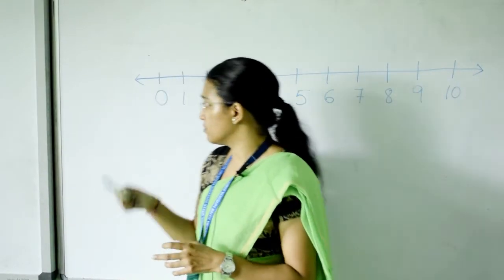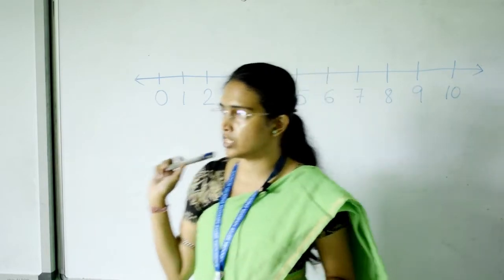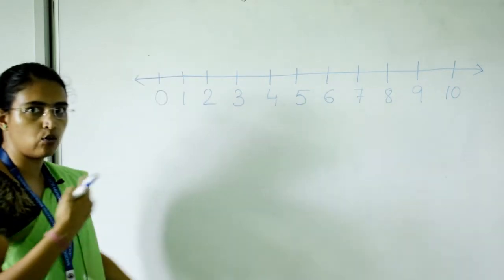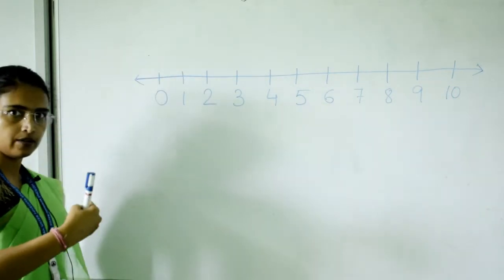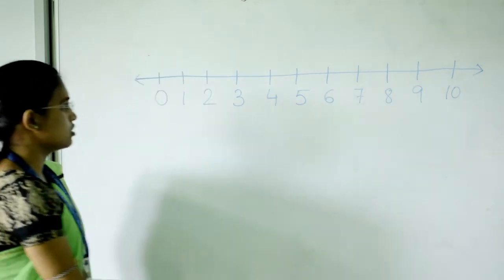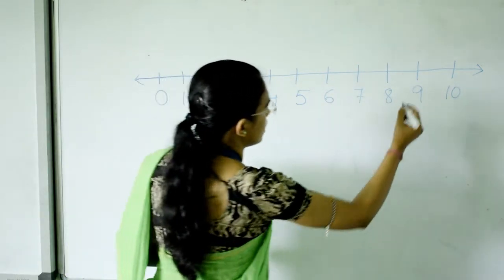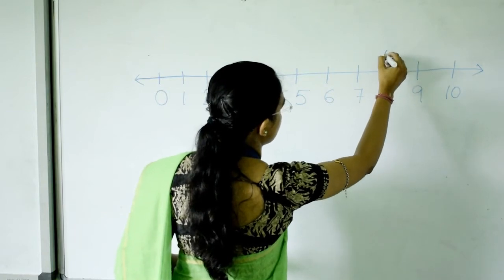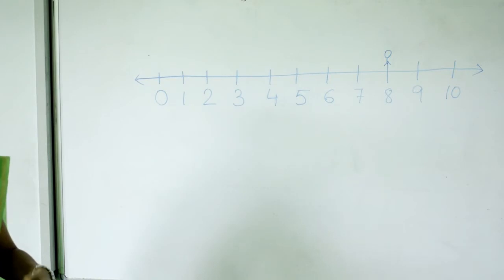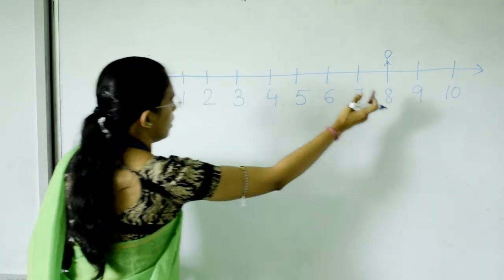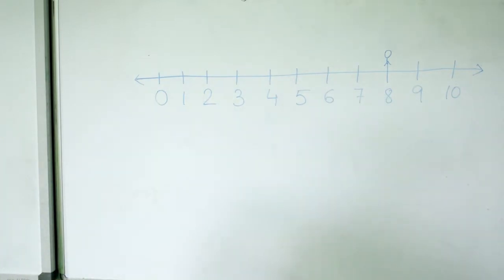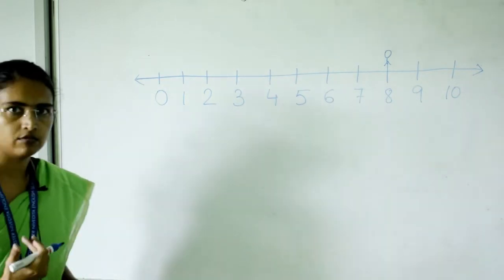So whenever you do subtraction in this number strip, you have to go backward, matlab piche jana hai, okay? And in addition, you have to go forward. So suppose you are standing in number 8, you are here in number 8 and you are doing subtraction, you want to come to number 1. So what do we have to do? We have to go backward, right?